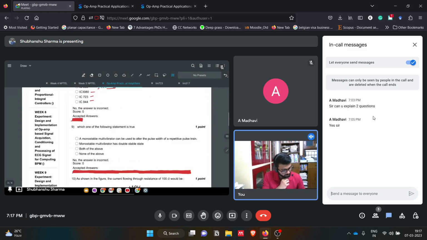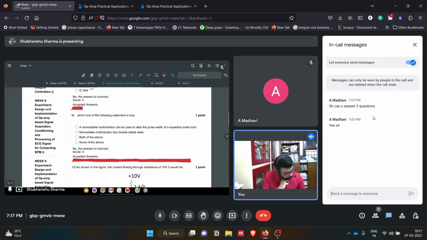Which one of the following statements is true? Monostable multivibrator can be used to alter the pulse width of the repeated pulse chain. Monostable multivibrator has double stable state. So based on the features and the facts provided to you, you can answer this question also. That is also easy.